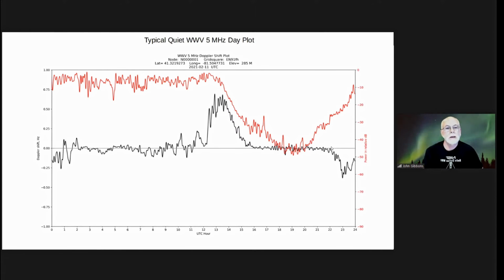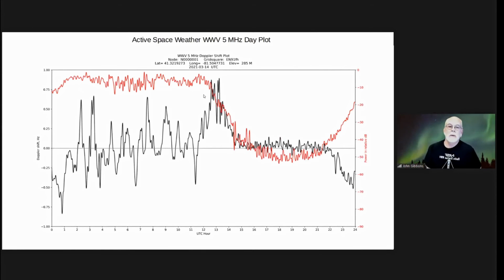Then in the evening, with the sun not exposing the ionosphere again, the shift goes down because the path length is increasing as the layer forms. That's for a quiet day. Now, we look at a very noisy day. You see sort of the same pattern in signal strength.